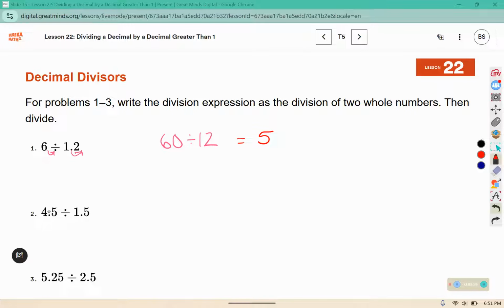To change these into whole numbers, we need to move to the right 1 spot and to the right 1 spot. So this would be 45 divided by 15. 15 fits into 45 3 times. Down here, we needed to move this 2 spots to turn it into a whole number. So this one should be 2 spots as well. That is 525 divided by 250.